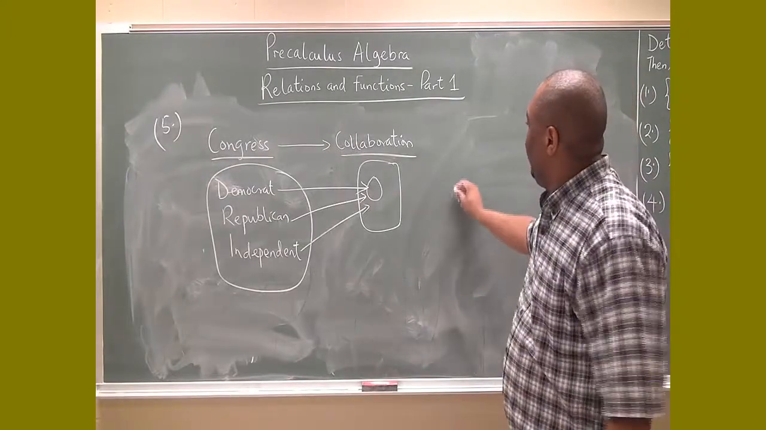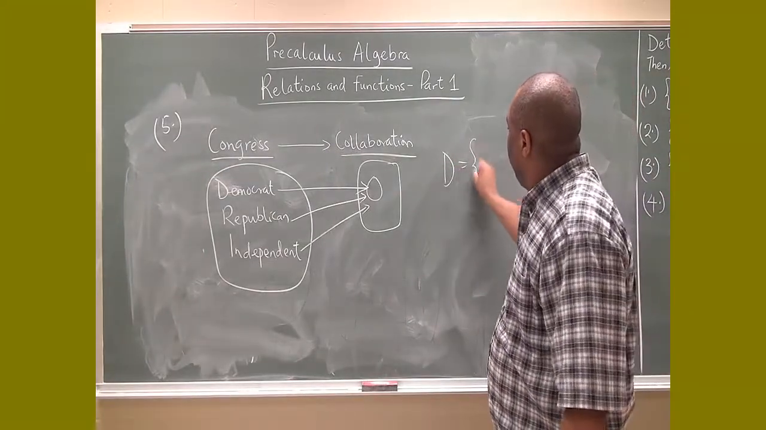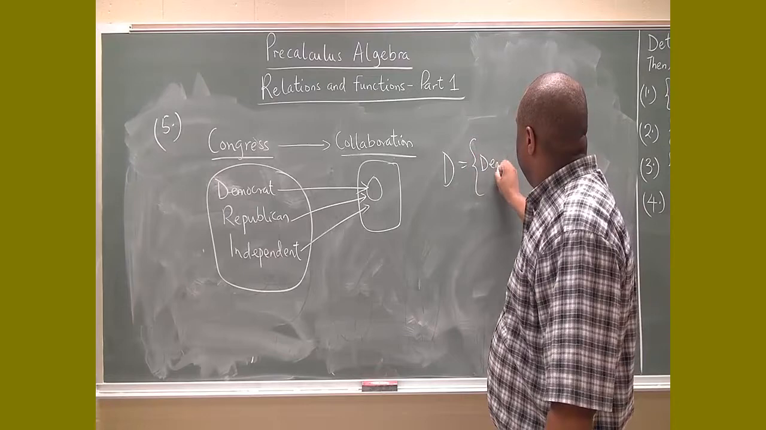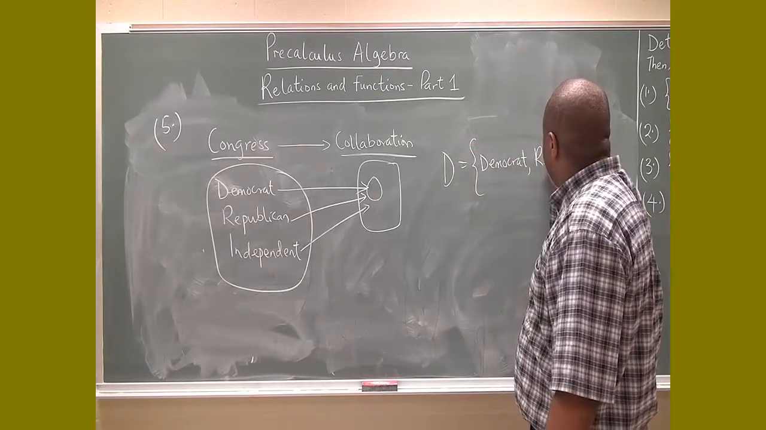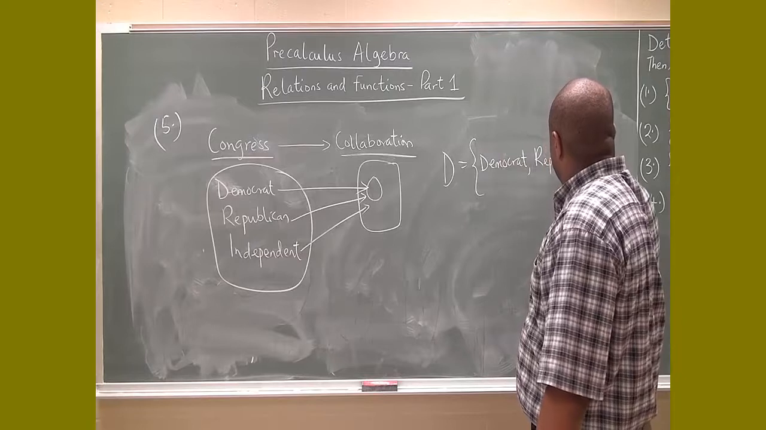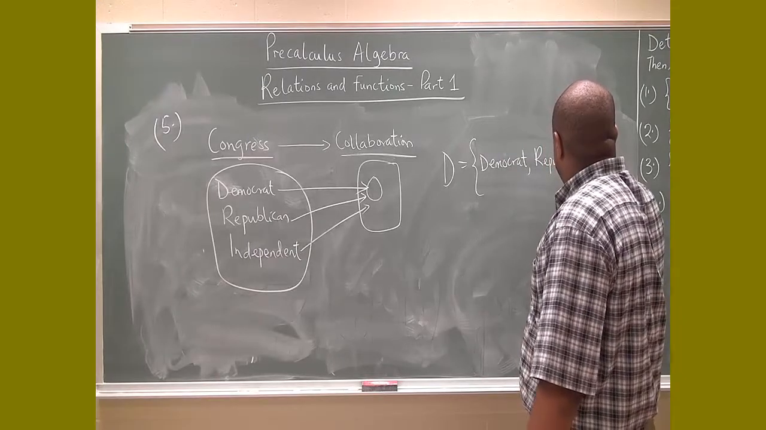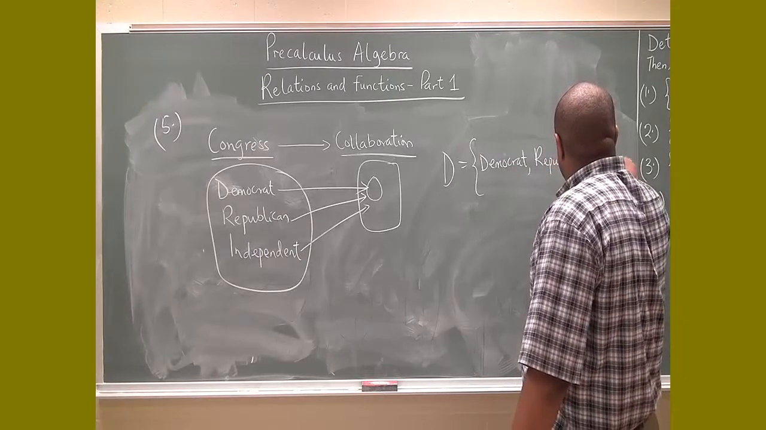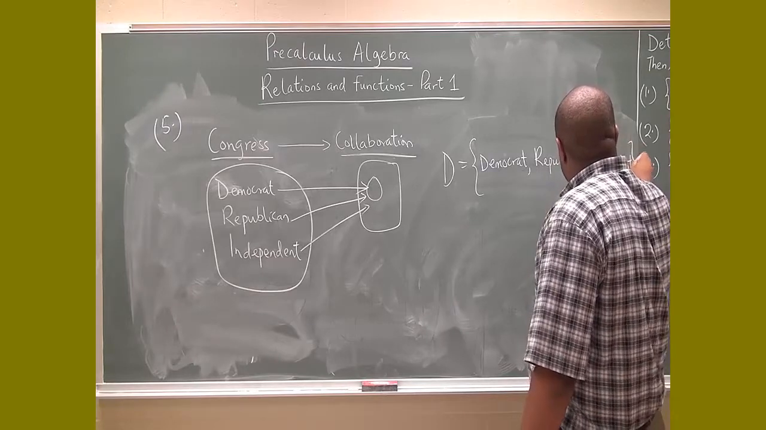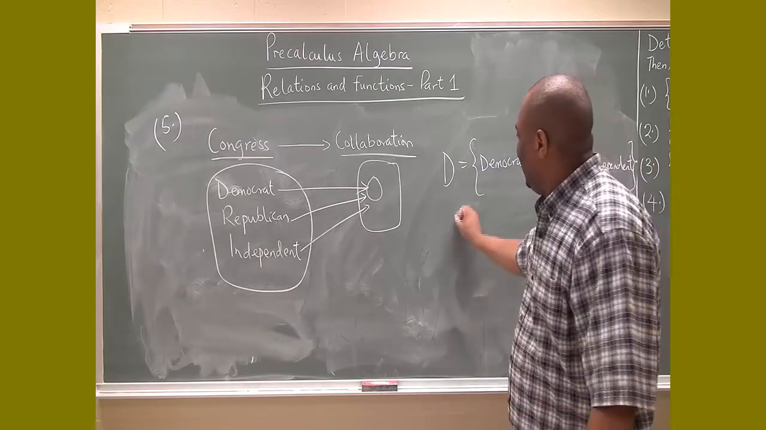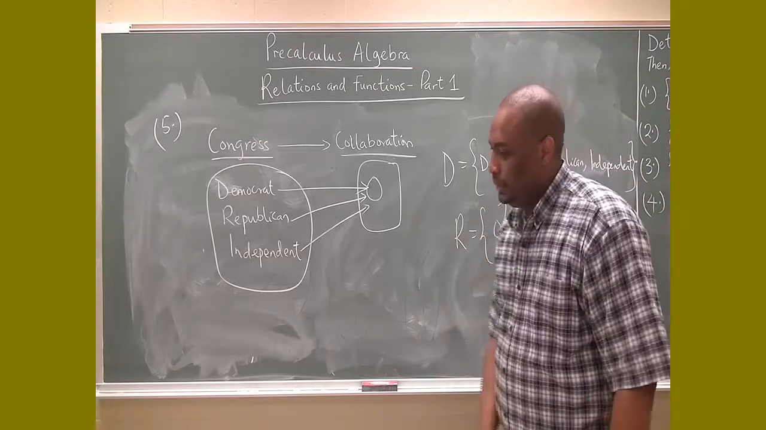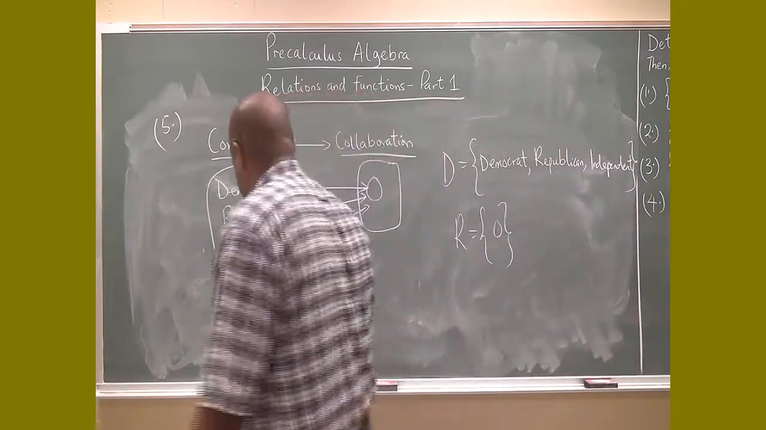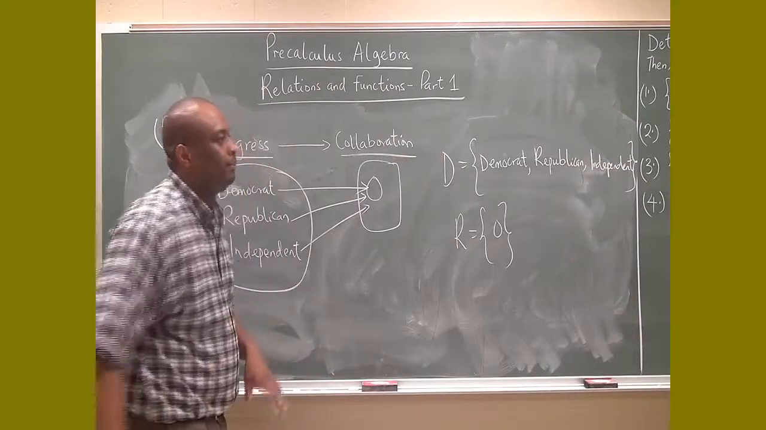So what is the domain here? The domain will be Democrat, Republican, Independent. That is the domain. And then the range will be zero. Zero, zero, zero, zero, zero, zero.